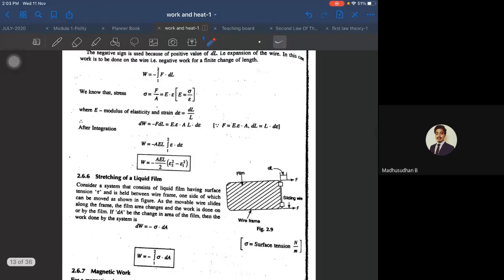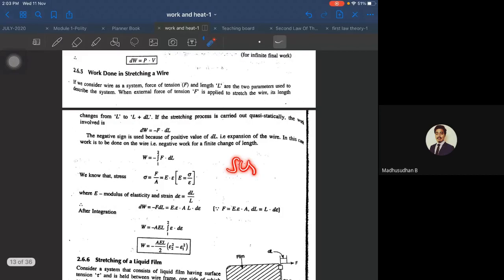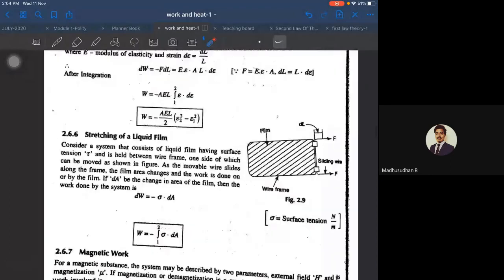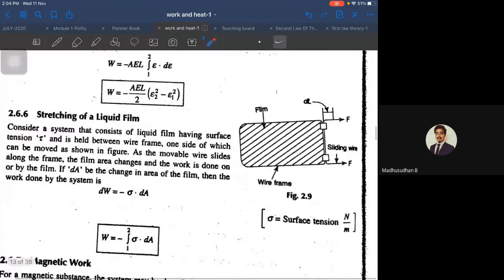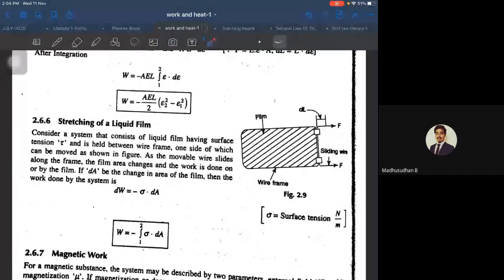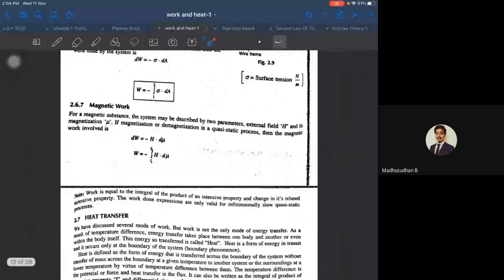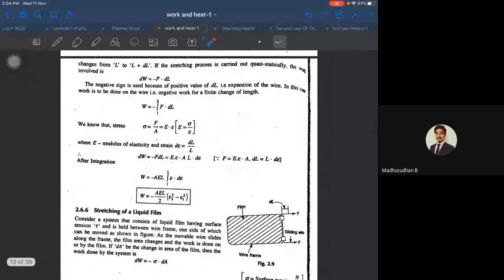Stretching a liquid film. So what is surface tension? How many of you know about surface tension? What do you mean by surface tension? Okay, I'll explain what surface tension is in a minute.